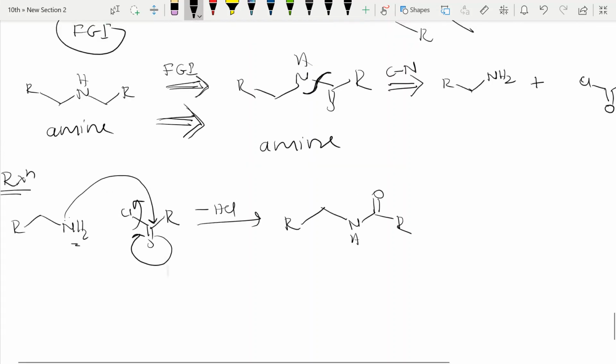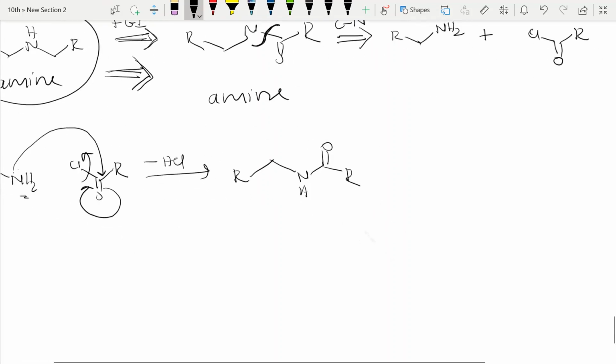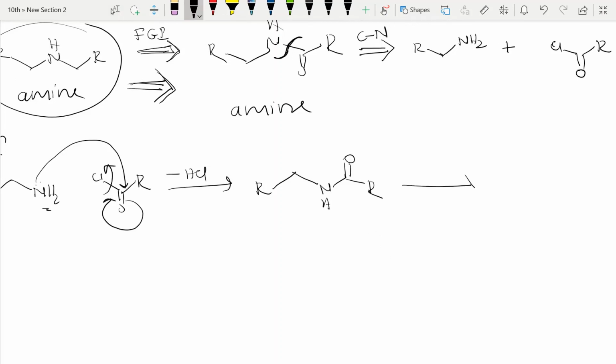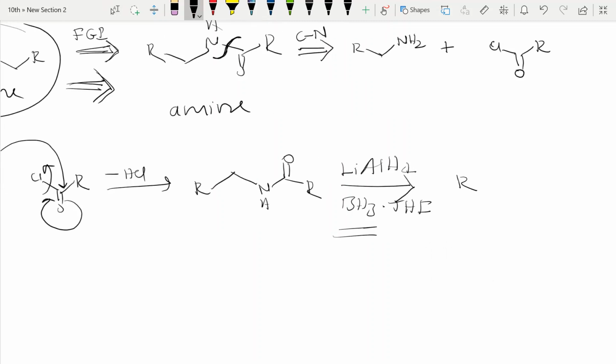But my target molecule is amine. So what I need to do, I have to do functional group interconversion. To do this in a simple reaction, what am I going to add? I am going to add LiAlH4, a reducing agent, or I can also add BH3 in tetrahydrofuran, THF solvent. If I use it, I can reduce this and easily convert it to RCH2NHCH2R. So here it was amide and here I got amine. I hope it is clear, right?